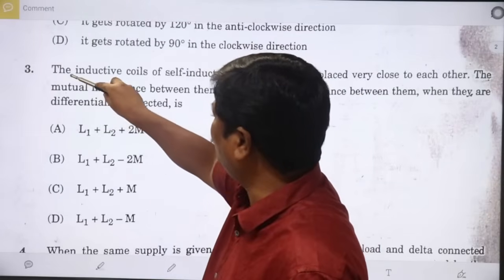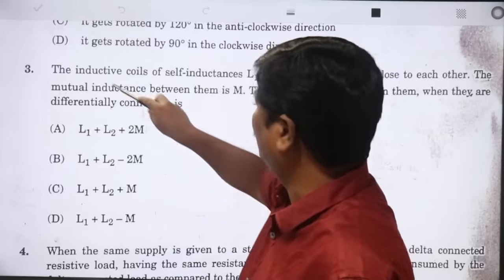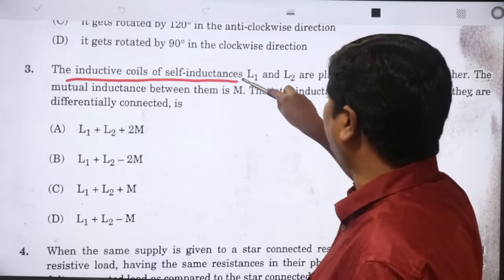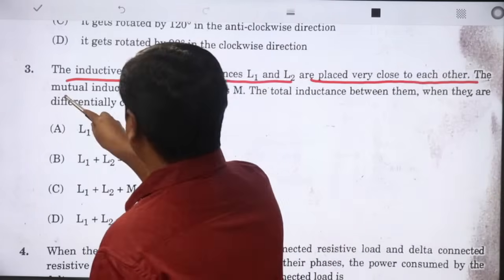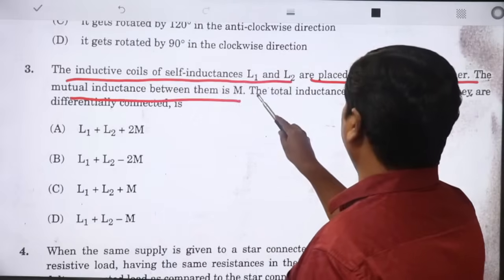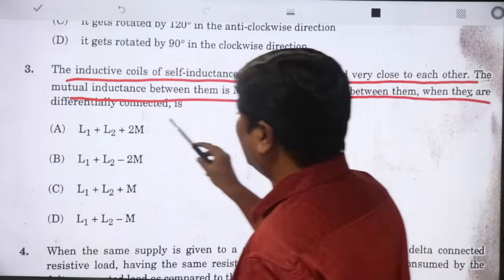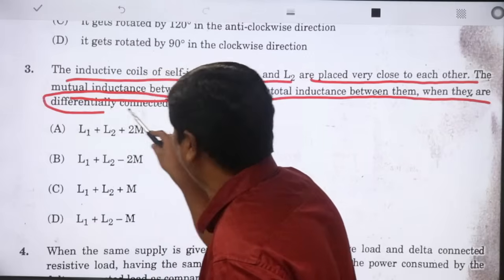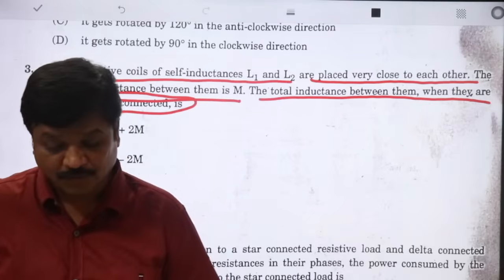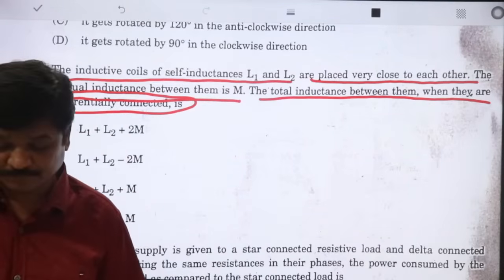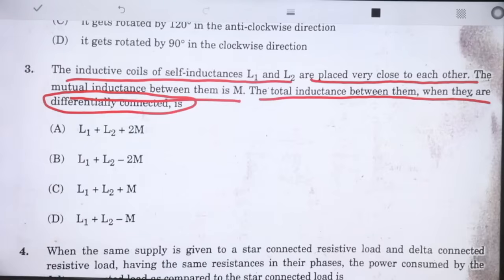The inductive coils of self-inductance L1 and L2 are placed very close to each other. The mutual inductance between them is M. What is the total inductance between them when they are differentially connected? This is the point. Differentially connected. What is meant by differentially connected? Do you know? I think series aiding and opposing. Which one is opposing and which is aiding?